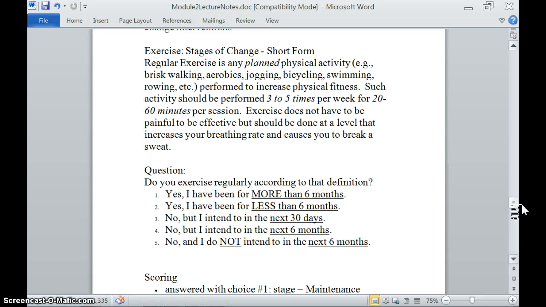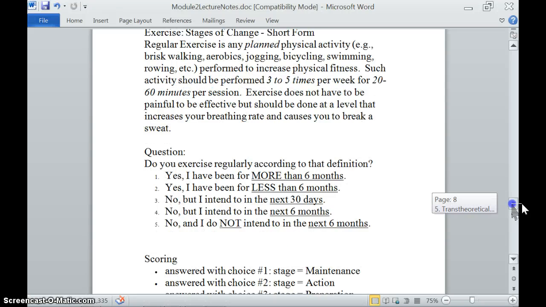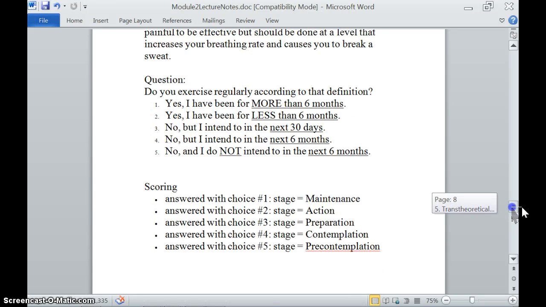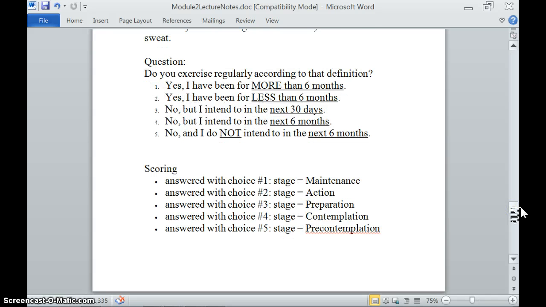And if you answer, yes, I have for more than 6 months, or all the way down to 5, no, and I do not intend to in the next 6 months, in terms of your physical activity, for example. And you could ask this about any health behavior. And what they do, based on the answers that people give to these kinds of questions for health behaviors, they fit people into stages. Pre-contemplation, I'm not even thinking about exercising or changing my eating behavior. Contemplation, well, maybe I'm thinking about it a little bit. Preparation, you start doing it. Action, you're definitely into it.